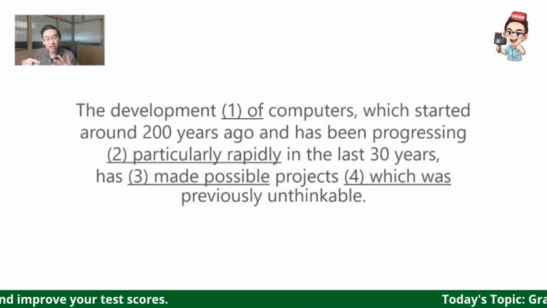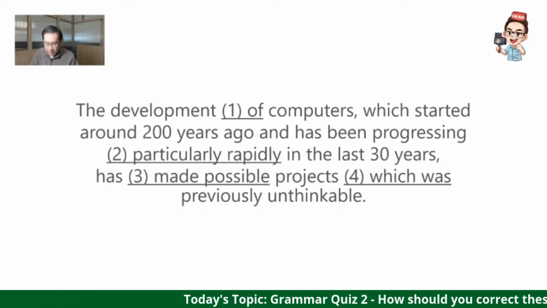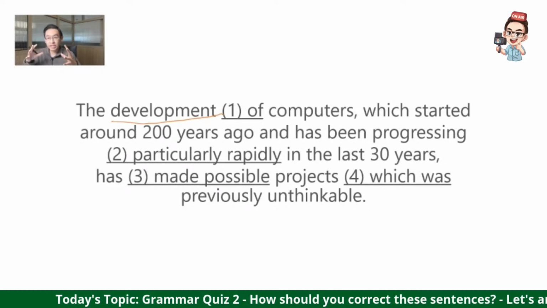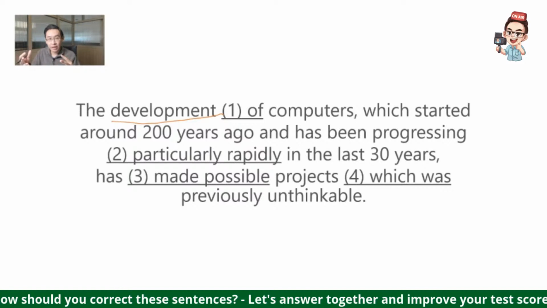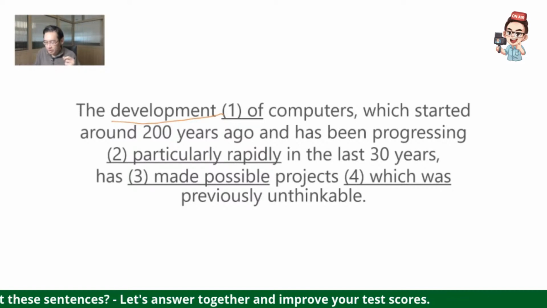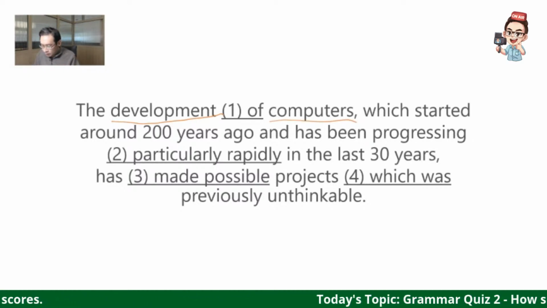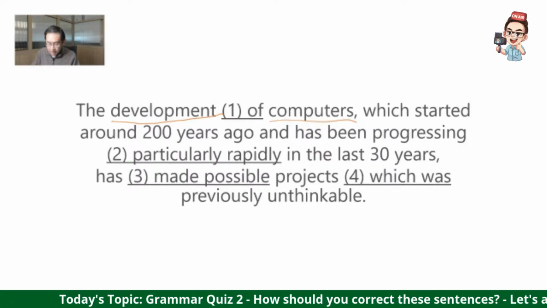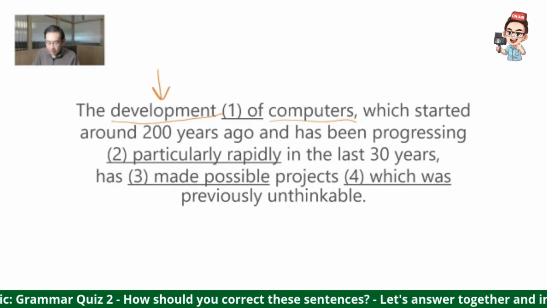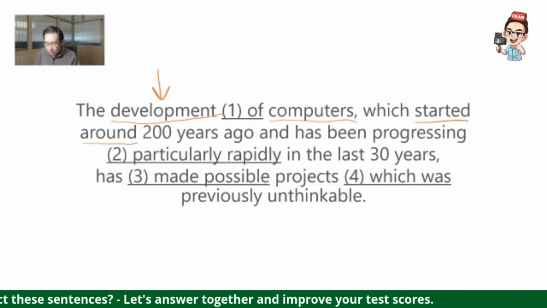Okay, so let's look at the overall meaning first. The development of computers. Development is like when something is made and improved and made better. That's the development of computers. So it's talking about how computers have been created and made better with new models, new technologies, which started around 200 years ago. So this process, the process of development of computers, started or began when? About or around 200 years ago.